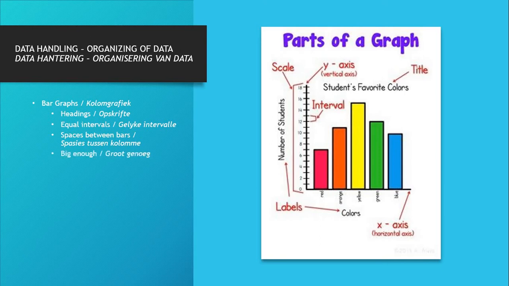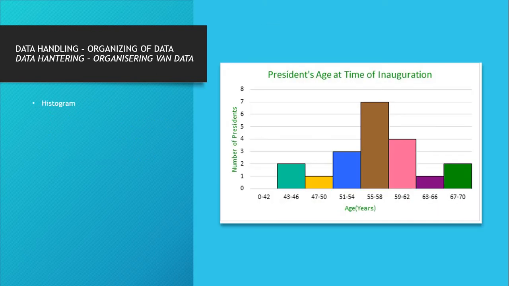Then we need to make sure that it is big enough once again, and we need to be working very accurately. Histogram. We will see that it's almost the same. We still have the importance of our headings. We're still going to have our equal intervals, but we're going to have no spaces in between. As you can see from the example, there are absolutely no spaces between the bars on the histogram.